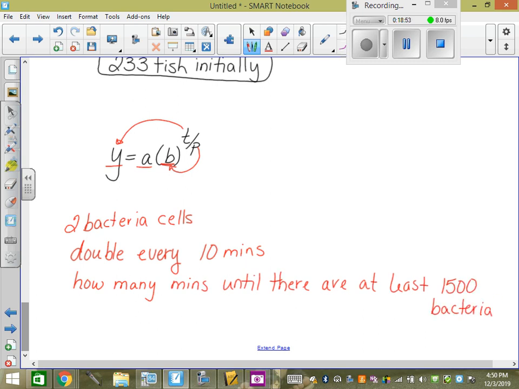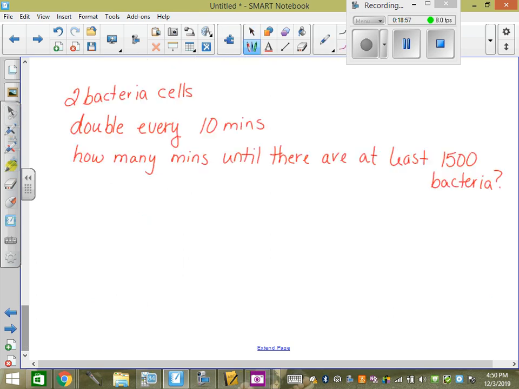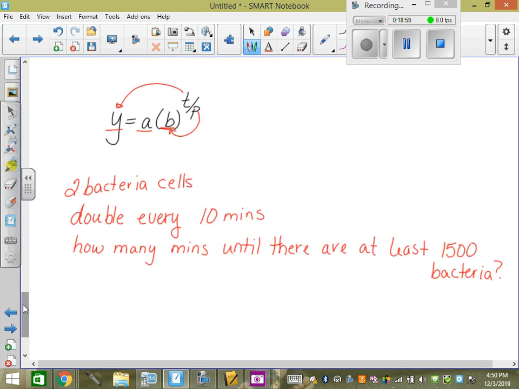And the reason why I said minutes is T and P have to be in the same units. So if they're not in the same units, you'd have to convert them to be in the same units. So because one of them is in 10 minutes, then the question should be asked in minutes. If it's not, you're going to find your answer in minutes and then convert.